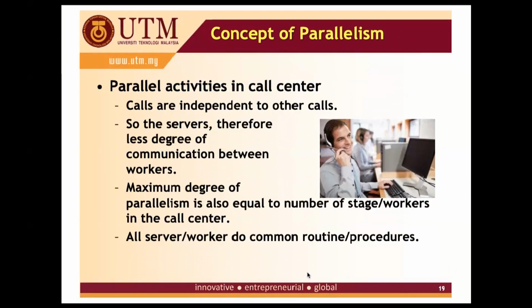And parallel activities in a call center: each call is independent of other calls, so there is less degree of communication between workers. The maximum degree of parallelism is also equal to the number of workers in the call center. All servers or workers do a common routine procedure. So this is one of the examples of parallelism.